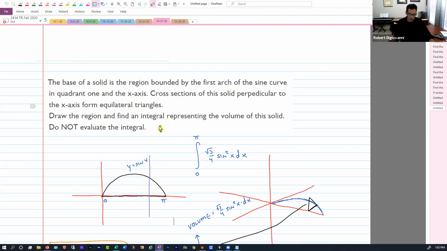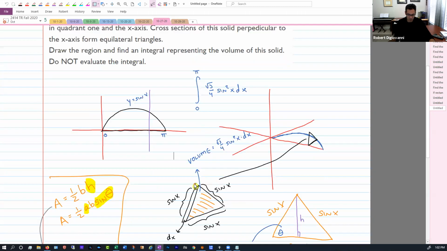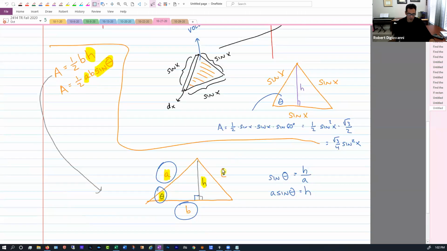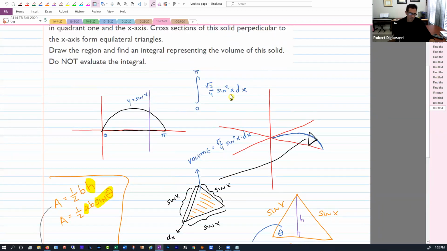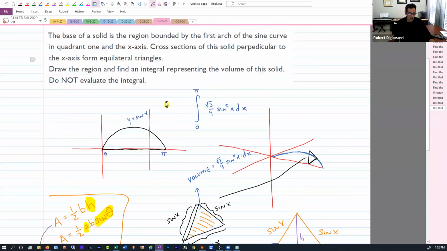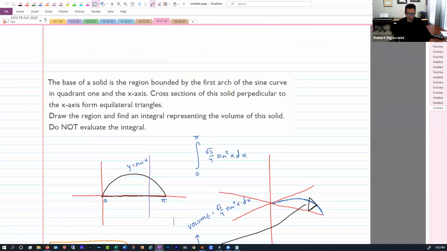So we went through this. I did my best to try and explain what was going on. We set up the integral. So I think what we should do is just start a new problem, and I'm going to change it up a little bit here.